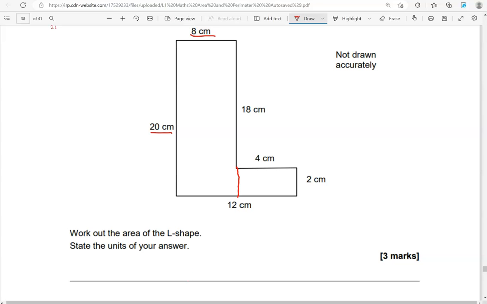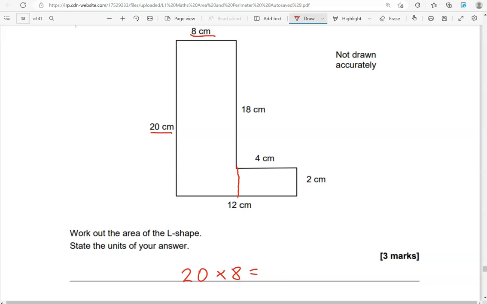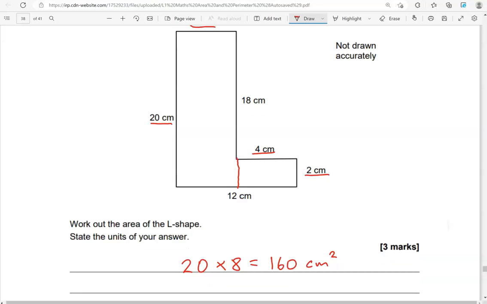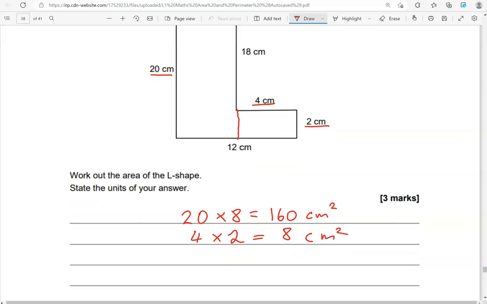So I'm going to multiply 20 by 8, which is 160 square centimeters. And we've got this smaller rectangle here, which measures 4 centimeters by 2 centimeters. So 4 times 2, that is 8 square centimeters. So adding the two together, 160 and 8 gives us 168.